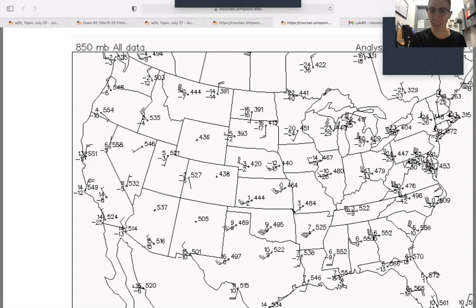Now I divide those 70 by three, since I have three of them, and I get 23.33. Now I'm going to plug that into my equation, times 24 hours, and I get 559.92 miles. And then we see that most of these barbs have the wind coming from the southwest.